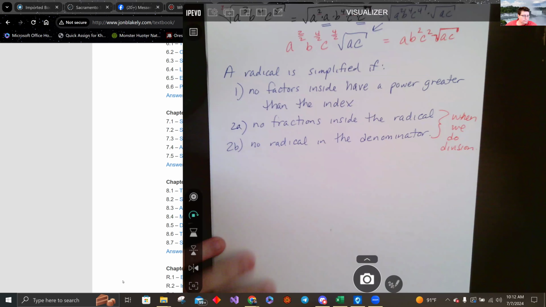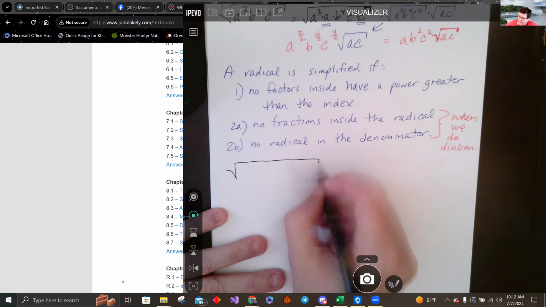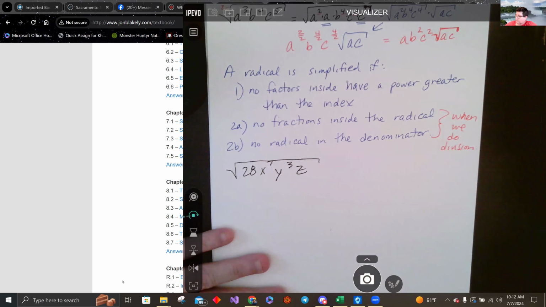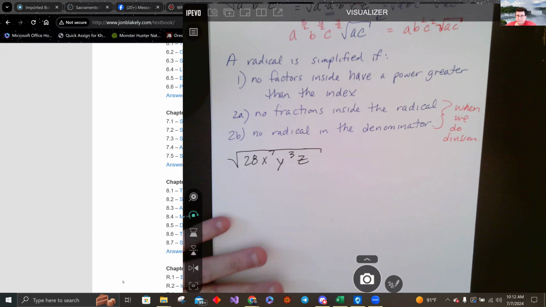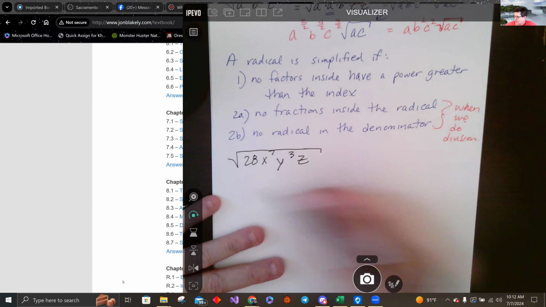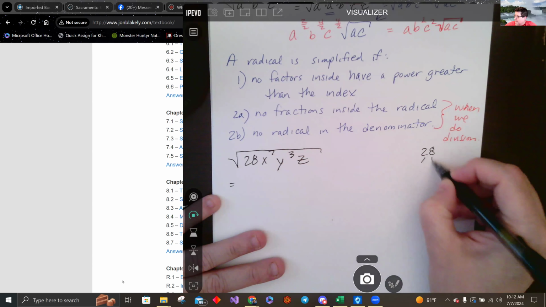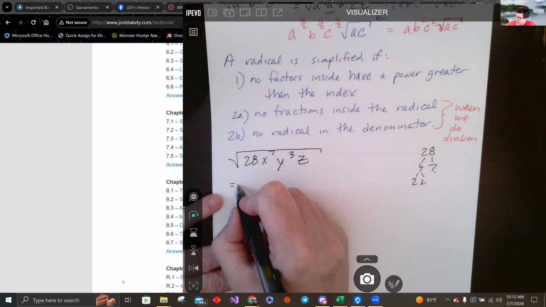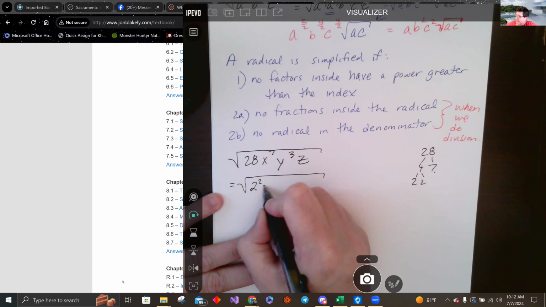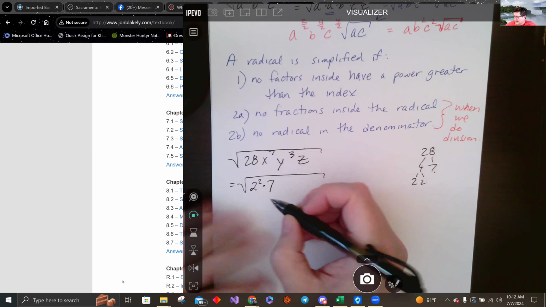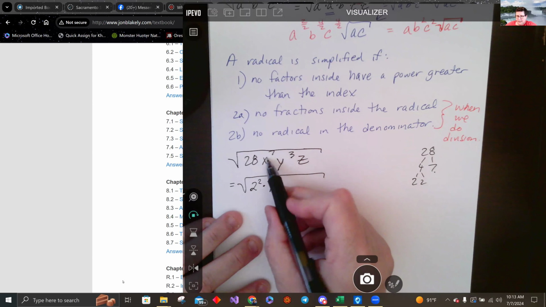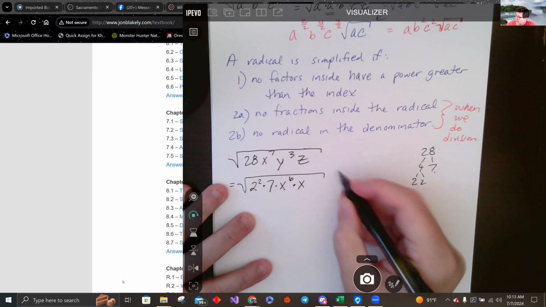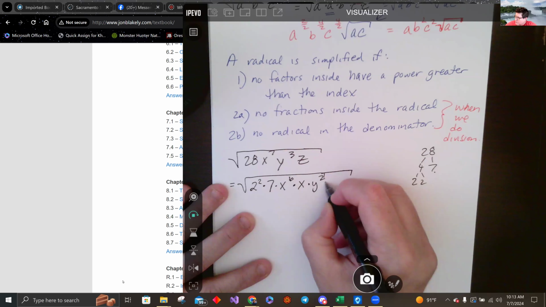So let's do another example. We got the square root of 28x to the 7th y cubed z. Well, we're going to start off, we're going to break up the 28. 28 is 4 times 7, which is 2 times 2. So we've got 2 squared times 7. Since I've got an invisible index of 2, I'm going to break this up where these are divisible by 2. This is going to be x to the 6th power times x, y squared times y, and then z.